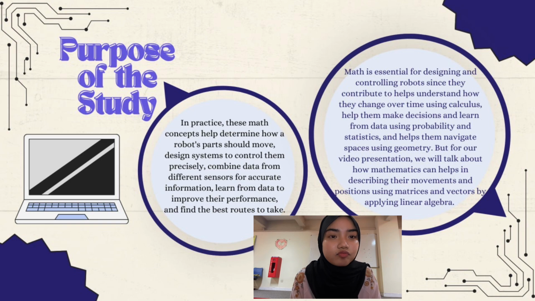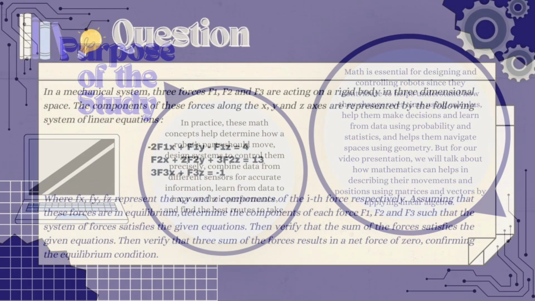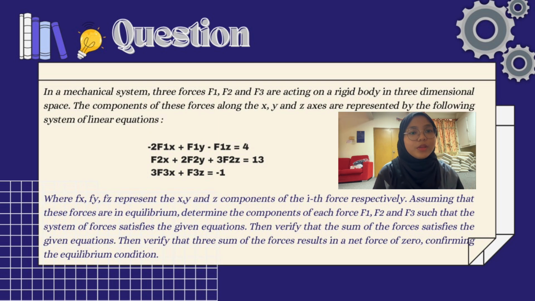Okay, for the next part we continue to the question. The question for this case study is: in a mechanical system, there are three forces, F1, F2, and F3. These three forces are acting on a rigid body in three-dimensional space. The components of these forces along the x, y, and z axes are represented by the following system of linear equations.